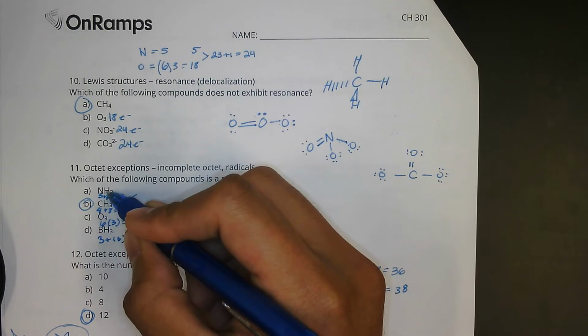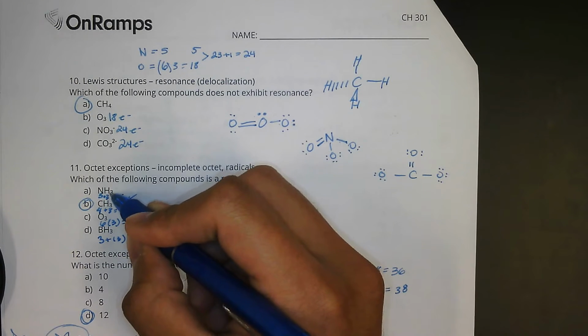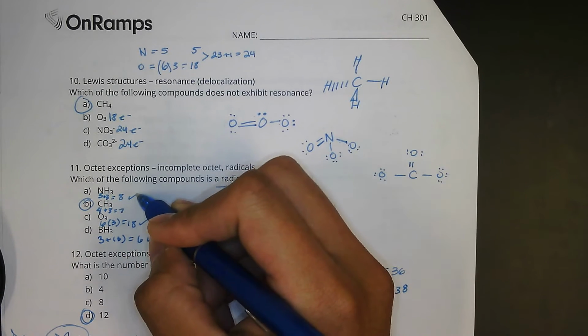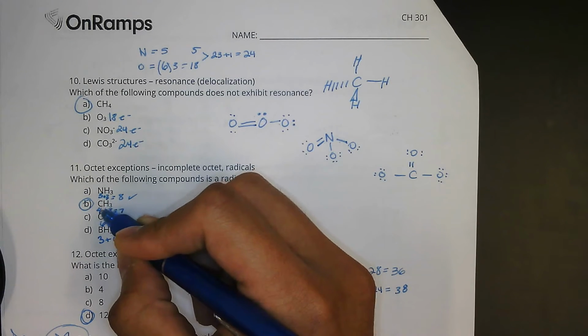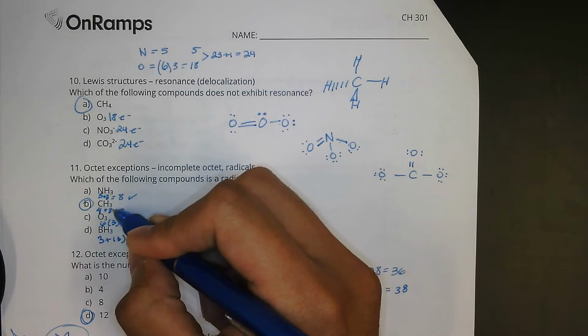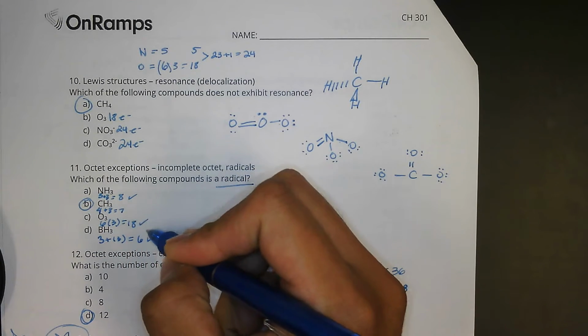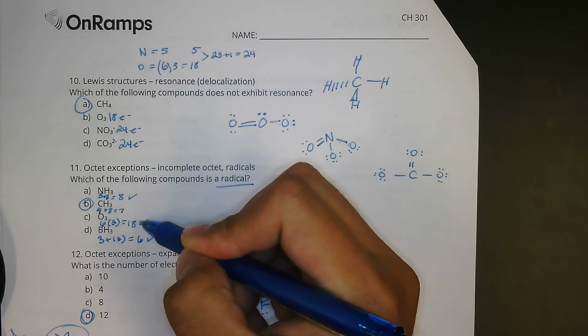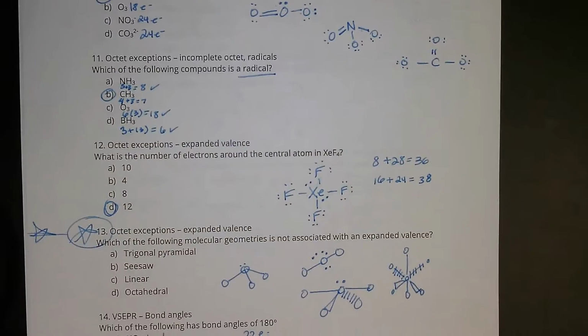Nitrogen is in group 5, hydrogen is in group 1, but because there's 3 hydrogens, that's 3, so 5 plus 3 is 8. 8 is an even number, so that will not be a radical. And so you do that, you calculate valence electrons for each one, and then total. Whichever one gives you an odd number is going to be your radical. In this case, it was answer choice B. All of these other numbers are even.